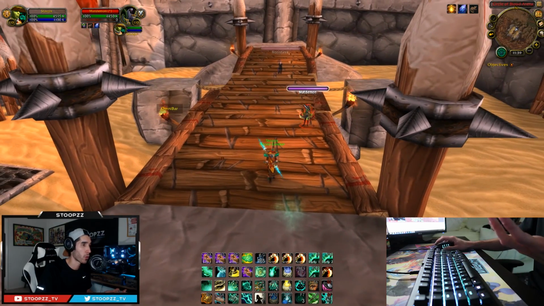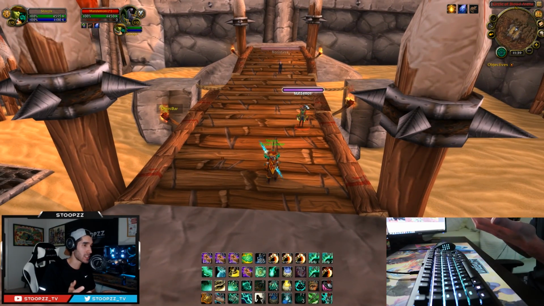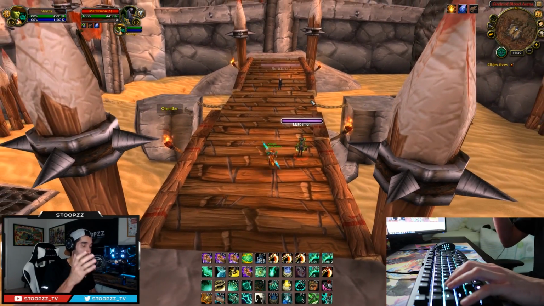Now, a lot of people, when it comes to World of Warcraft, they either move straight or they run straight and they don't look behind them.